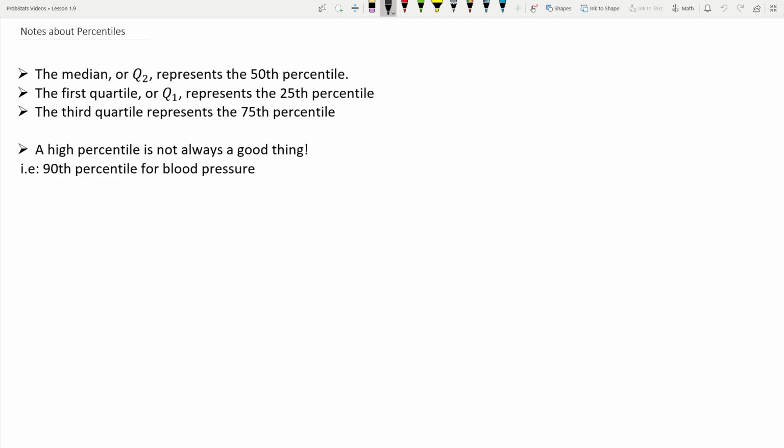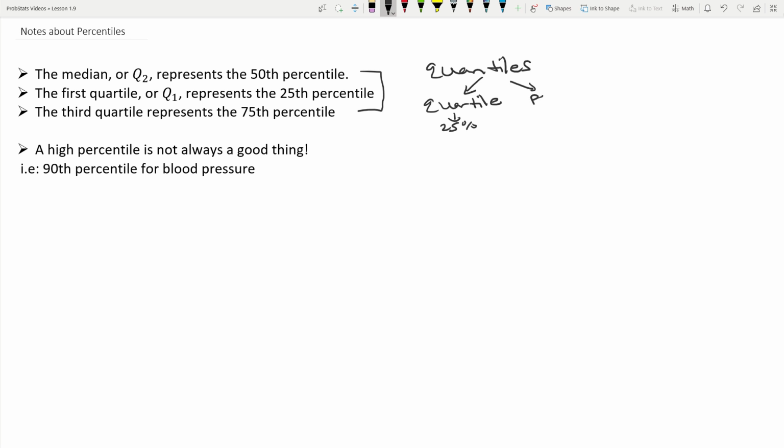All right, so now a couple of notes that we want about percentiles. The median, also known as the second quartile, represents the 50th percentile. The first quartile, or Q1, represents the 25th percentile, and the third quartile represents the 75th percentile. So in general, these are called quantiles. So quantiles are where you break up a data set into a certain amount of pieces, right? So in general, a quantile can be called a quartile, which, as we know, quartiles break things up into 25%, right?